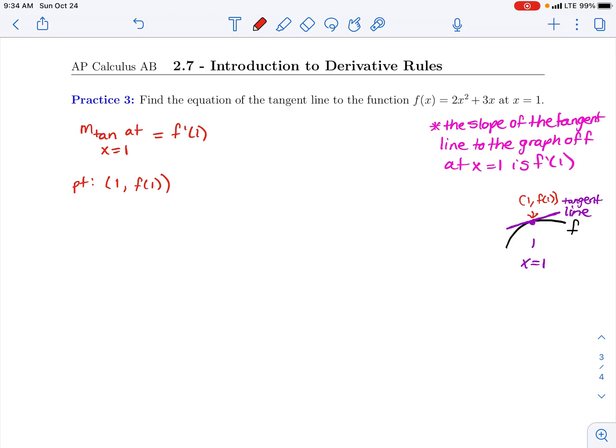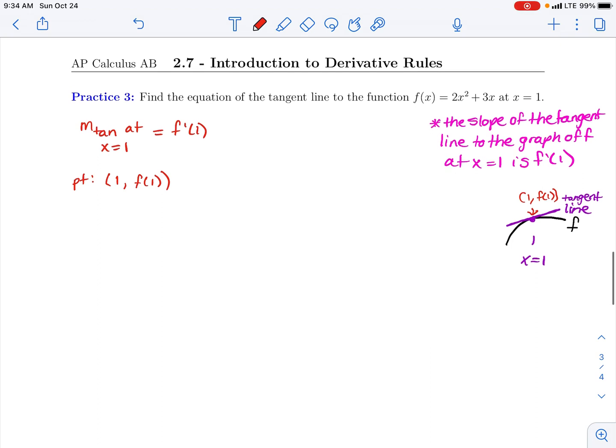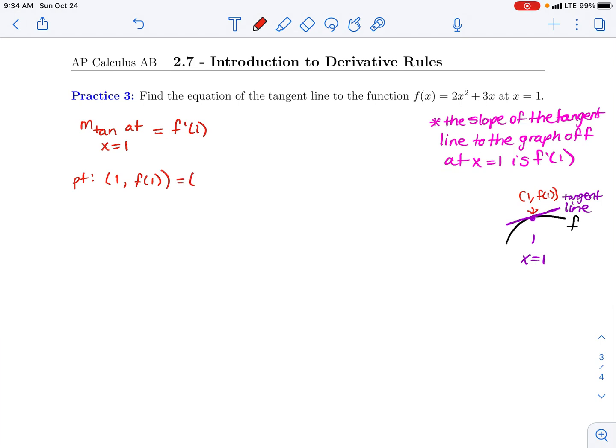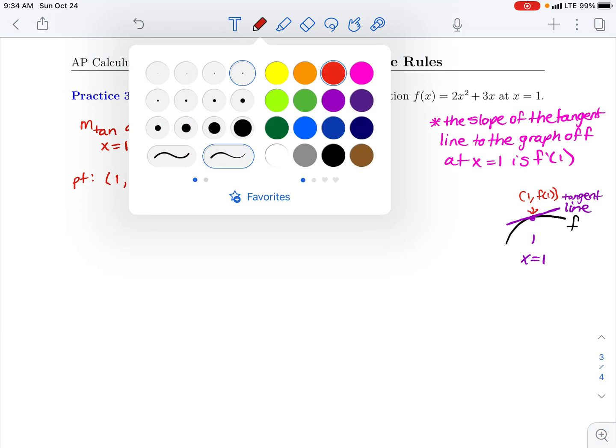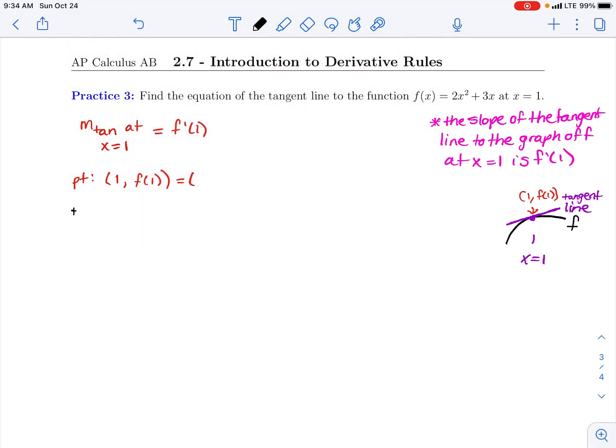Okay, so now I can easily find the point, because it's 1 comma f of 1, and to find f of 1, I just plug 1 into the function. So f of 1 is equal to 2 times 1 squared plus 3 times 1, and so this is equal to 5. So my point is 1 comma 5.